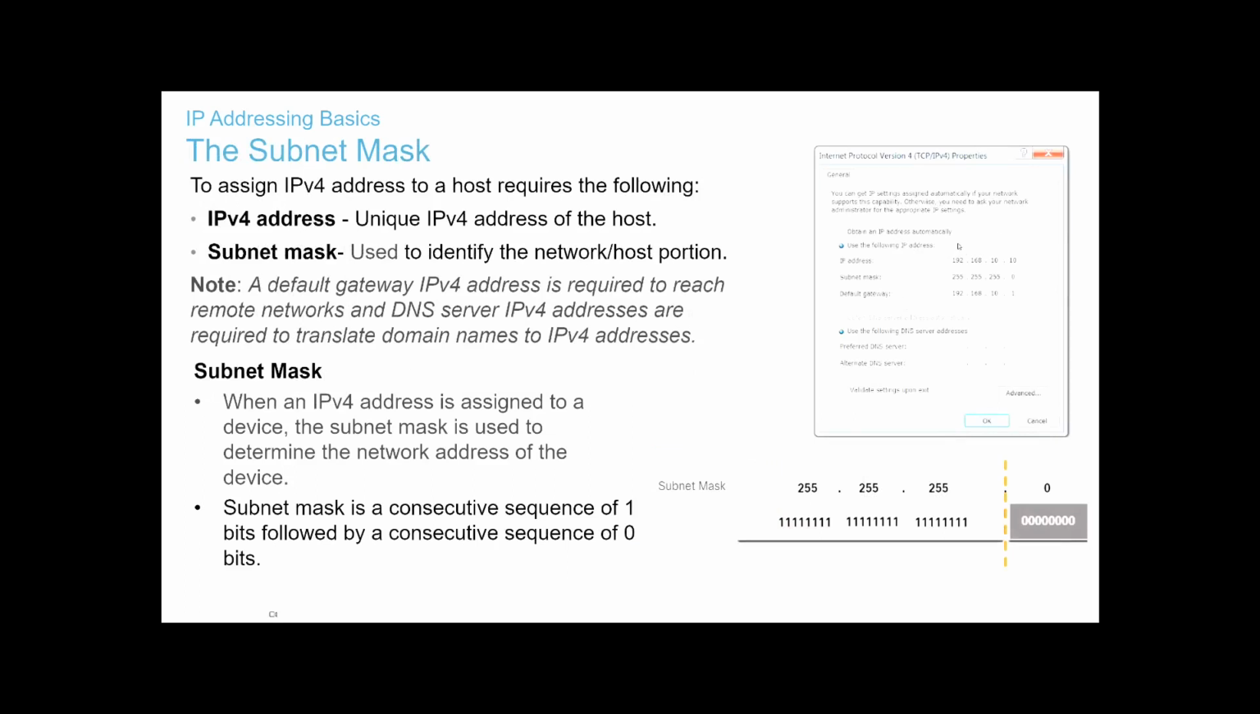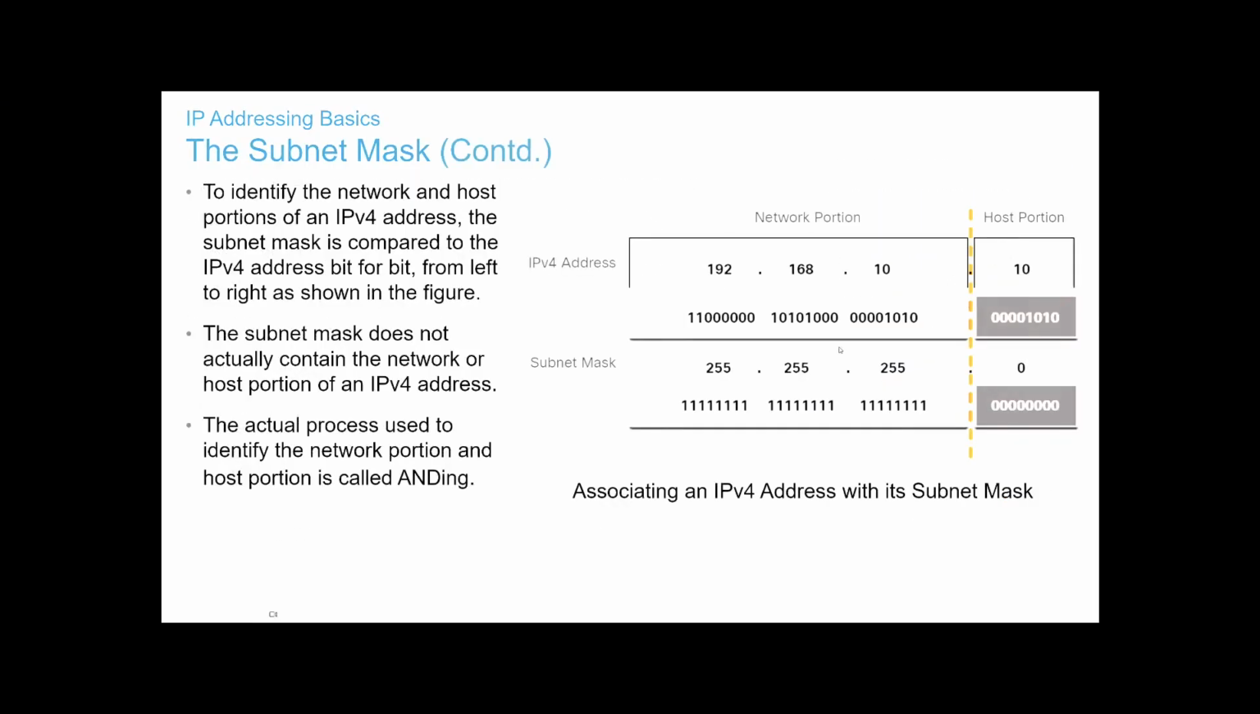Hopefully this looks familiar to all of you. You've had to change your IP address or check it at some point. And the subnet mask is used to determine the actual network address of that device. So the IP address here is 192.168.10.10. And what happens is the subnet mask, which is really all ones, 255, is ANDed with the host address in order to find out the network address. And I believe it tells us that on the next screen.